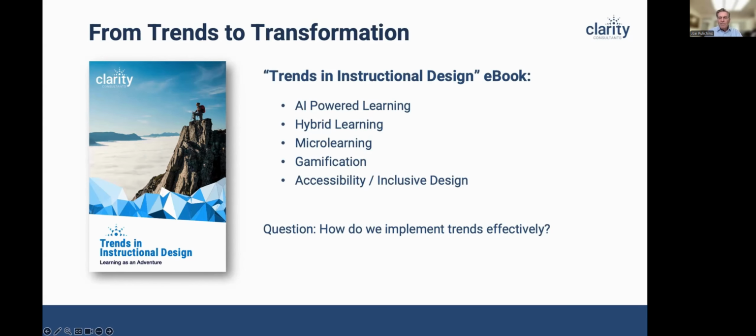This ebook identifies 5 of the latest trends in instructional design: AI-powered learning that personalizes at scale, hybrid approaches blending in-person and digital, microlearning with bite-sized modules, gamification using game mechanics for engagement, and accessibility and inclusion for design that reaches all learners. These trends seem to be everywhere these days, and they all sound promising.